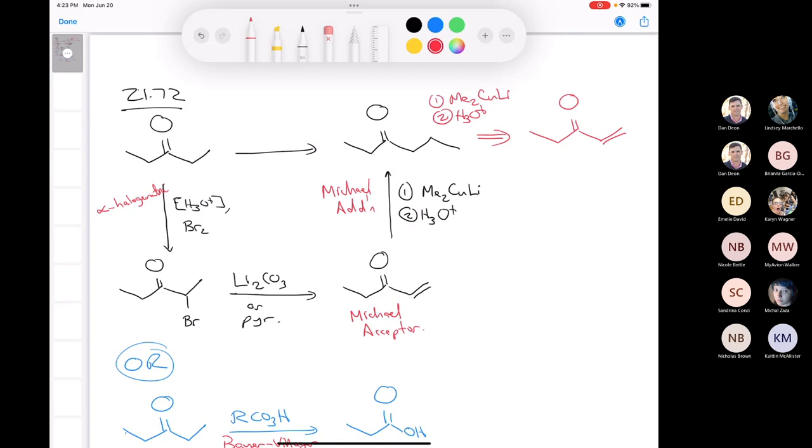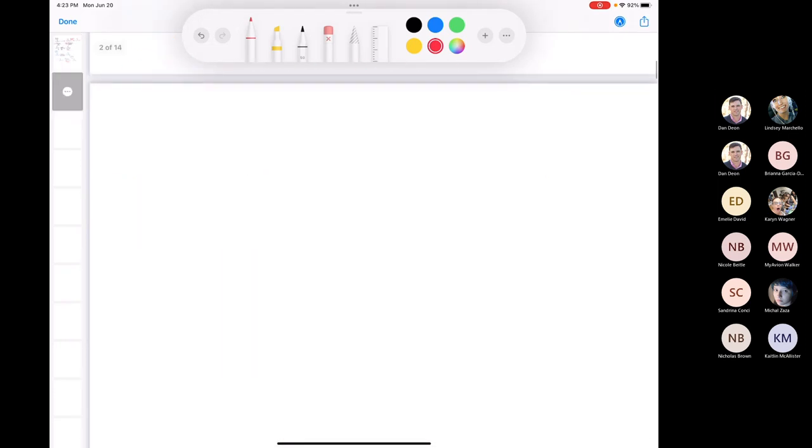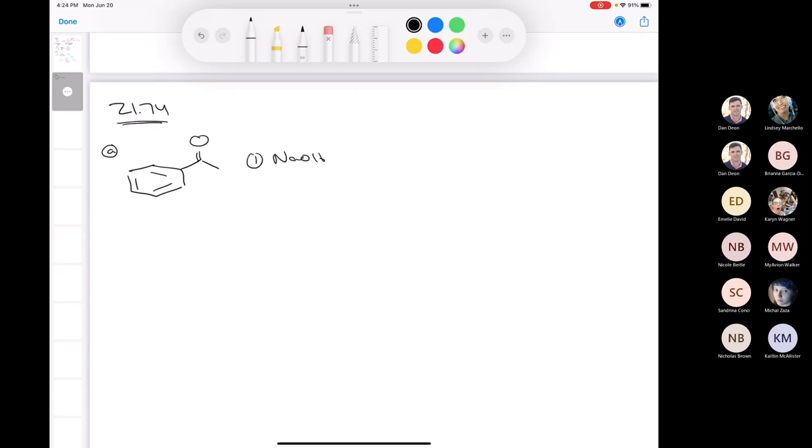And I wanted to take a look at question 21.74, which is kind of a straightforward question. 21.74 just says, okay, if you have acetophenone, start with acetophenone as your reagent and draw the product when acetophenone is treated with the following reagent. So in A, it's first sodium hydroxide and excess iodine. So we'll put here excess I2.